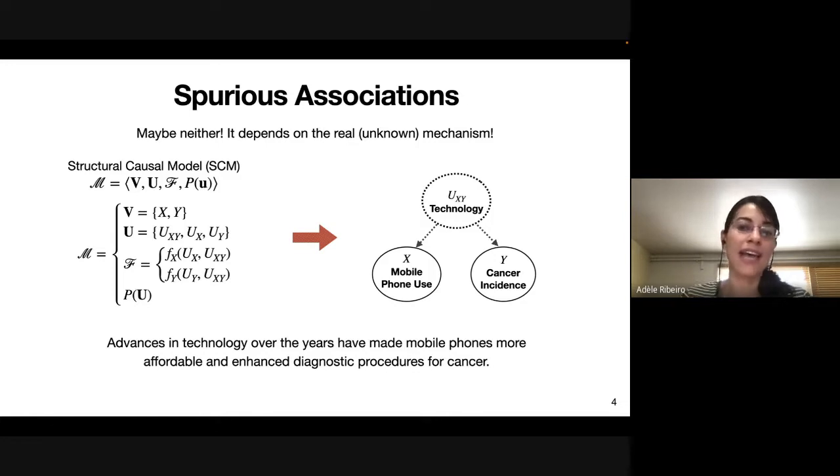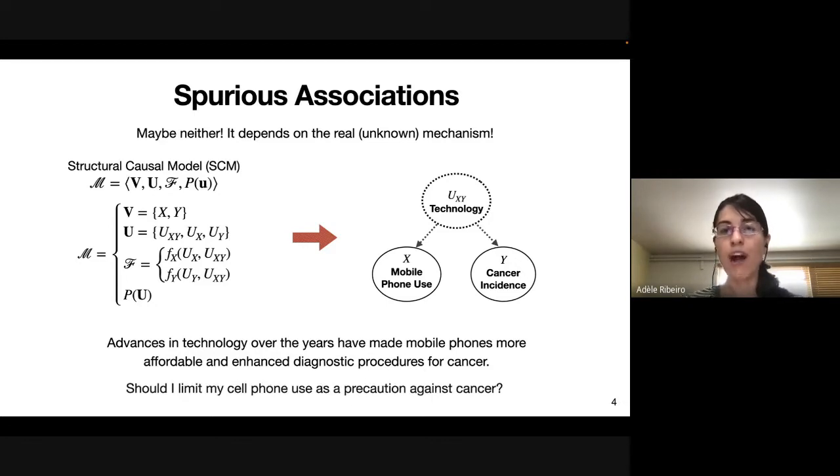So it's not like x causing y or y causing x. Actually, it can be something else, and this depends on the real, usually unknown, underlying mechanisms. Now, in this case, it's just that the advances in technology over the years have made mobile phones more affordable and enhanced the diagnostic procedures for cancer. So how can I answer?